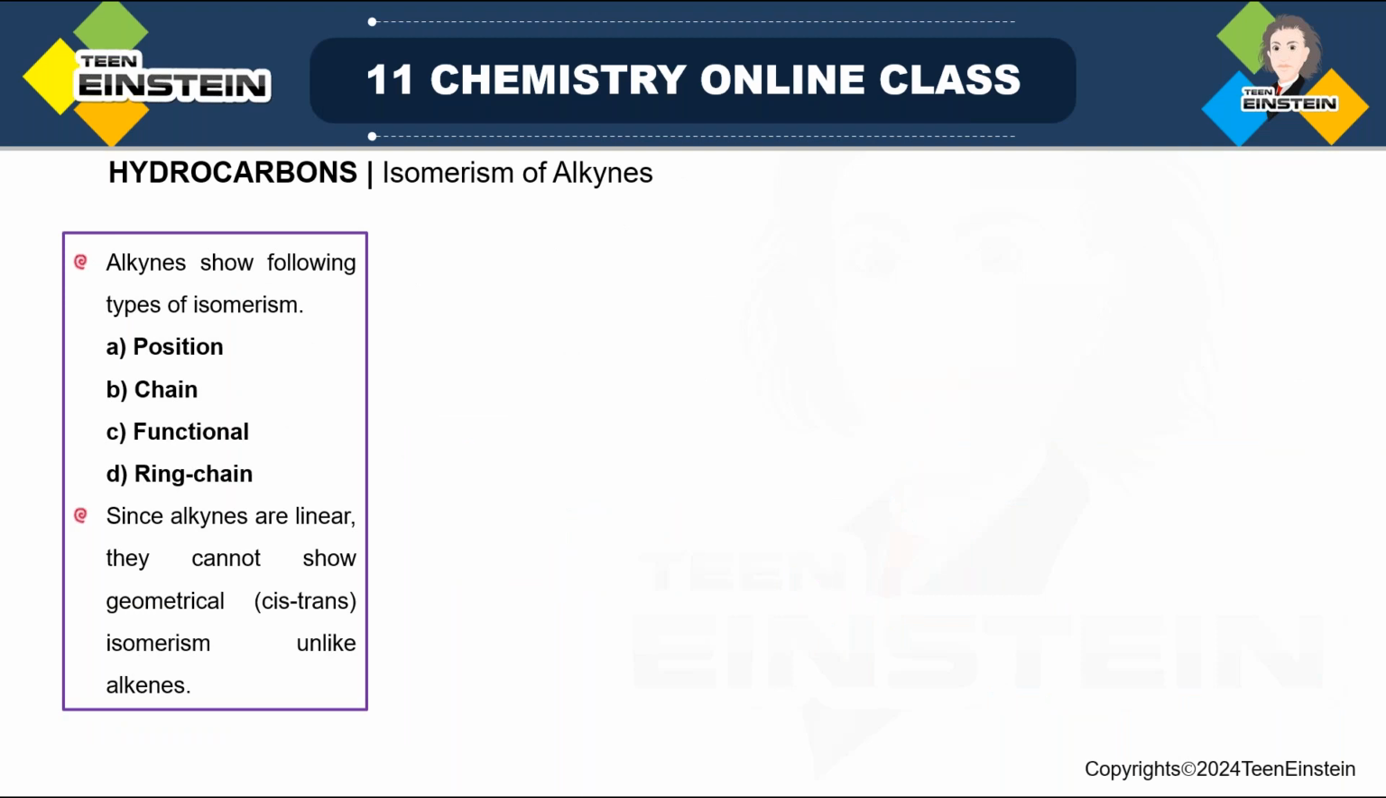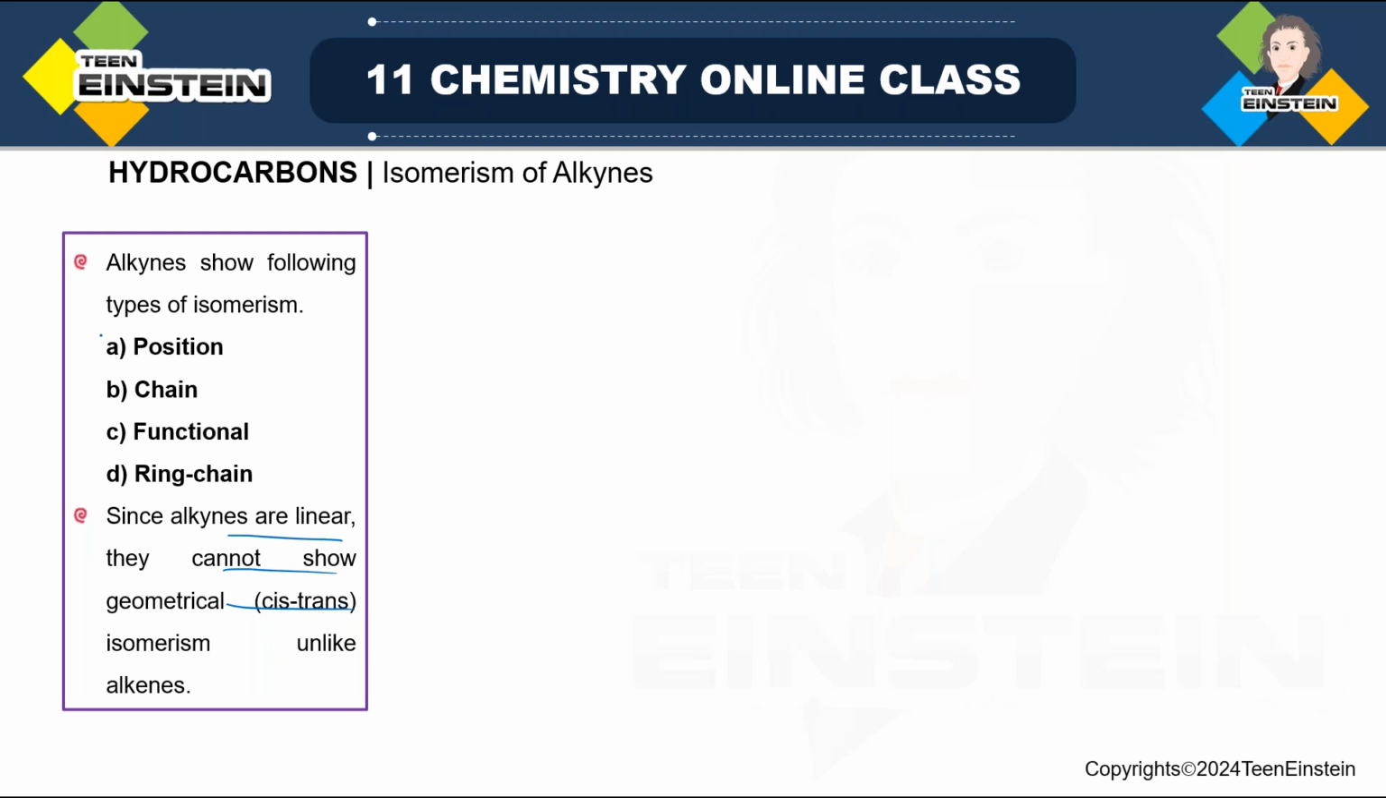After nomenclature, next is isomerism of alkynes. So alkynes show the following types of isomers: position, chain, functional, ring chain. What all these names actually mean, we have seen in the general organic chemistry section. But here our purpose is just to understand how this type of isomerism we can observe in alkynes. Now alkynes are linear, so you cannot expect any cis-trans, that is geometrical isomerism. That is not possible, and that is the important difference with alkenes.